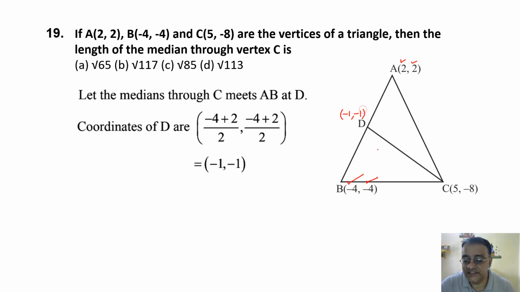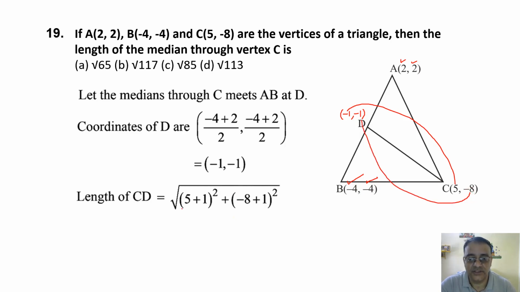Now we have to find the length CD. ठीक है, तो CD कैसे निकालेंगे? Using the distance formula. So (5 minus of -1), that is (5 plus 1) whole square, plus (-8 plus 1) whole square. So this will become 36 and this will become 49. So root of 36 plus 49 is root 85. And the correct option is option C.